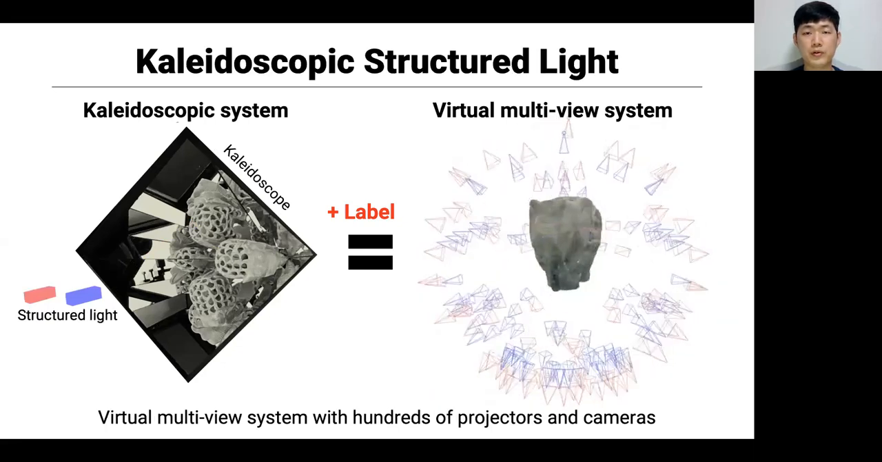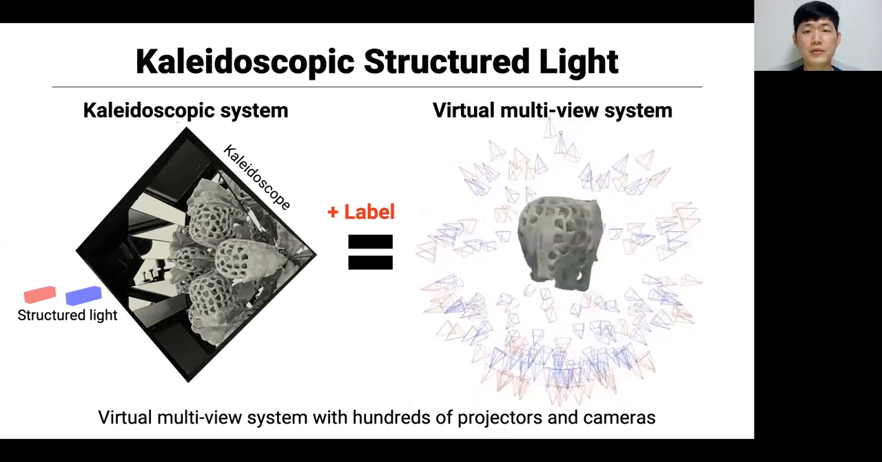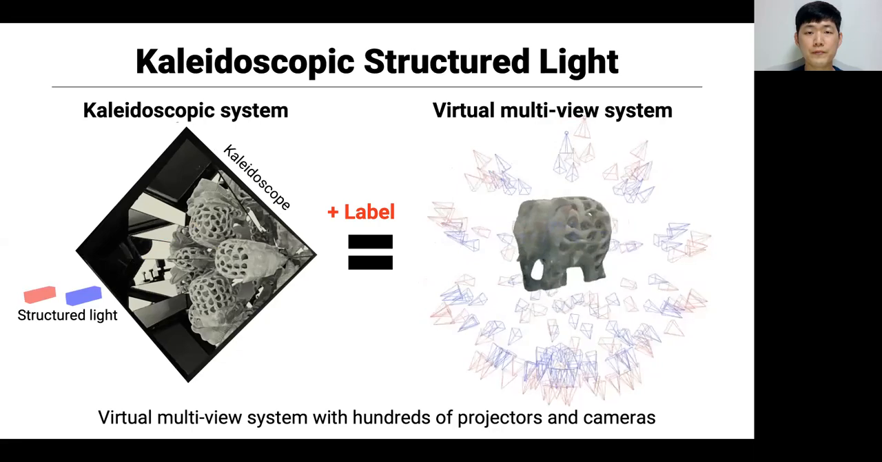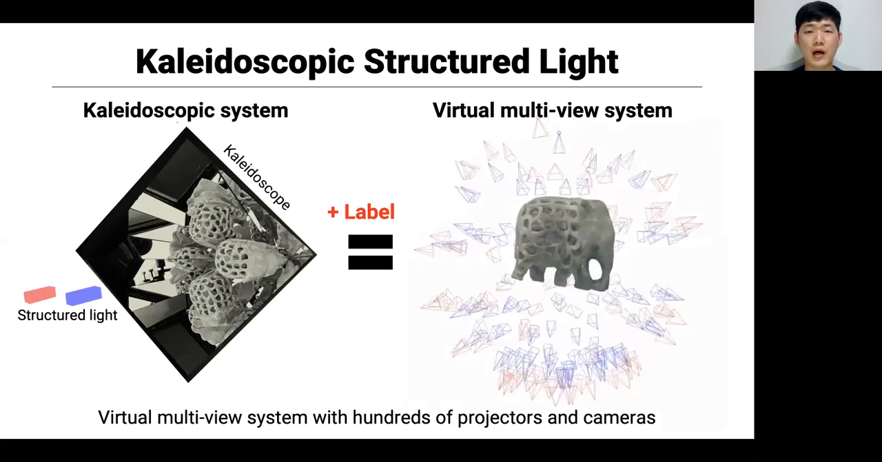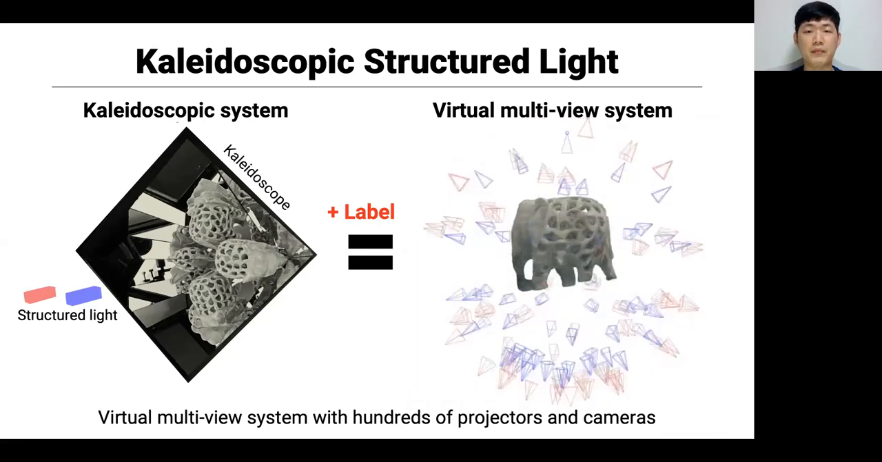To solve the correspondence problem, we add a projector to the imaging setup. We call this system kaleidoscopic structural light. The virtual viewpoint interpretation can be applied to the projector as well, so now we have a virtual multi-view system with hundreds of projectors and cameras.